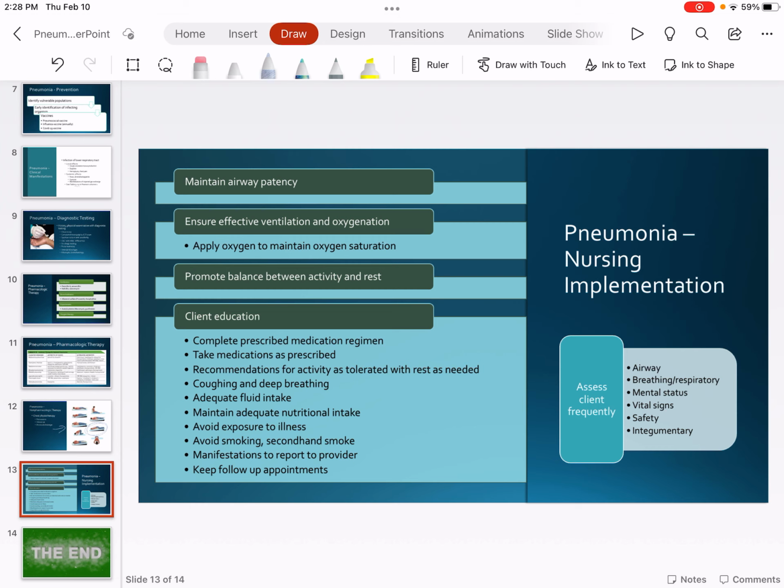Expectorants such as acetylcysteine or Mucomyst and guaifenesin help reduce mucus viscosity, so they thin the mucus and help the client to cough up the mucus and get it out of their lungs. And then oxygen therapy is appropriate if the client is hypoxic.